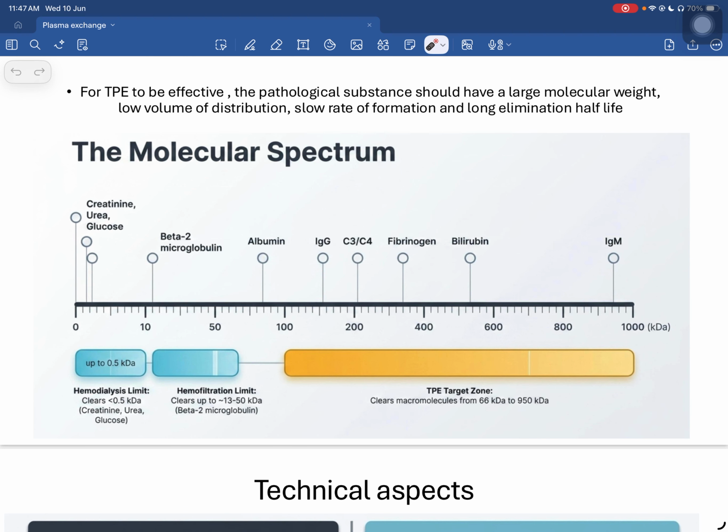And it has to have a long elimination half life, because if it had a short elimination half life, it would automatically get eliminated by the body itself. You don't really need to go through this elaborate procedure of pushing blood through a machine and then purifying it. So that's why these are the essential characteristics for your TPE to be effective.